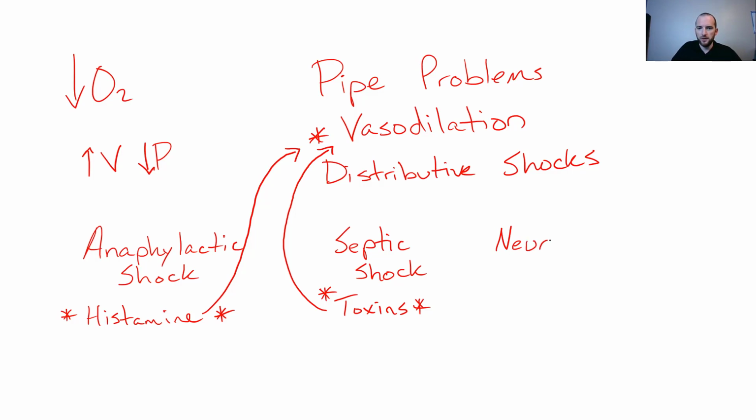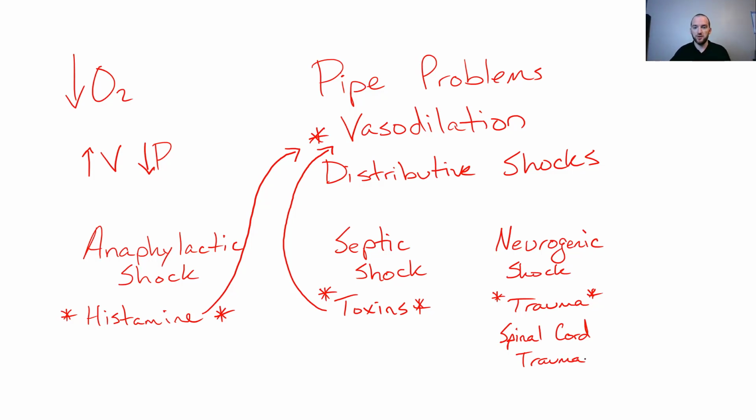All right, so another type of distributive shock is neurogenic shock. Right? And neurogenic shock is typically trauma. It doesn't have to be, you could have a medical cause of it, but it's typically severe central nervous system trauma, spinal cord trauma, significant enough brain trauma. But most often, for the scenarios and questions that you would probably see, the mechanism of action or the scenario is probably going to be a spinal cord trauma patient.